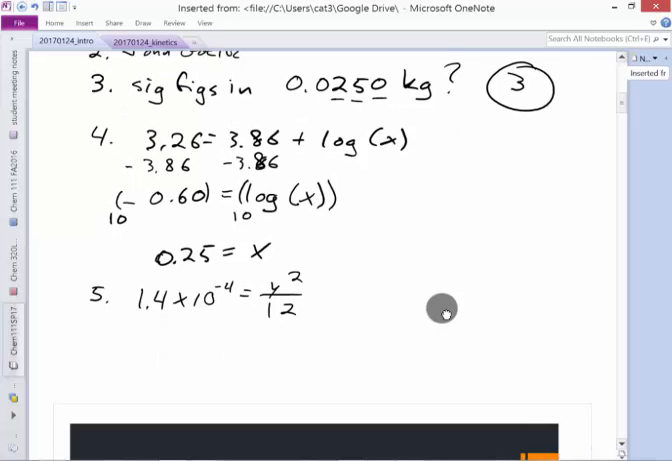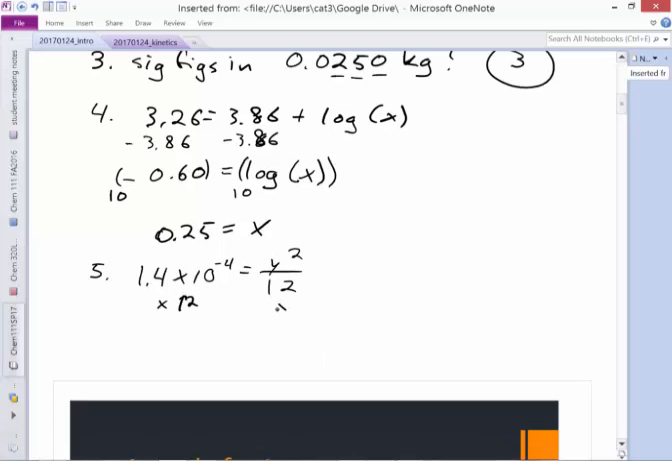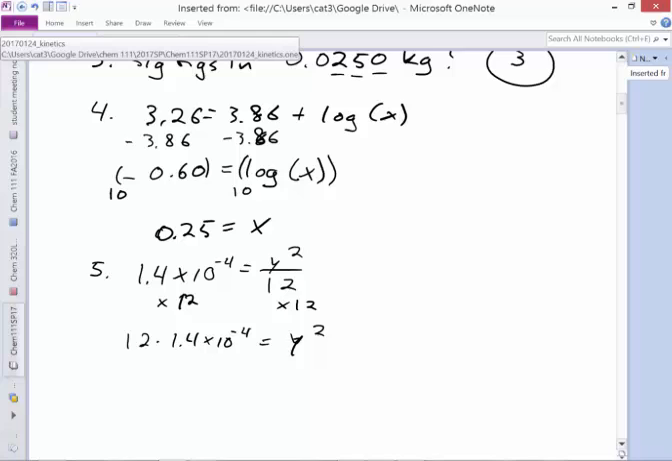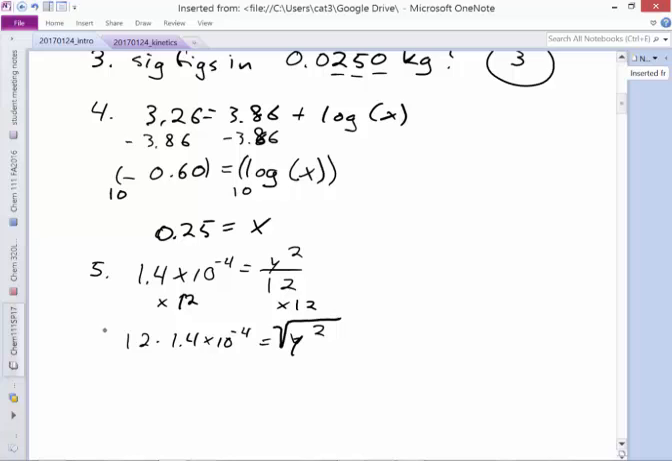(y^2)/(y^12). Yeah, multiply both sides by 12. That makes more sense. 12 × (1.4×10^-4) = (y^2). And here you can either solve it in one step or you can step it through. (12×(1.4))/(y) = (0.041). And you can scientific notation it if you'd like.